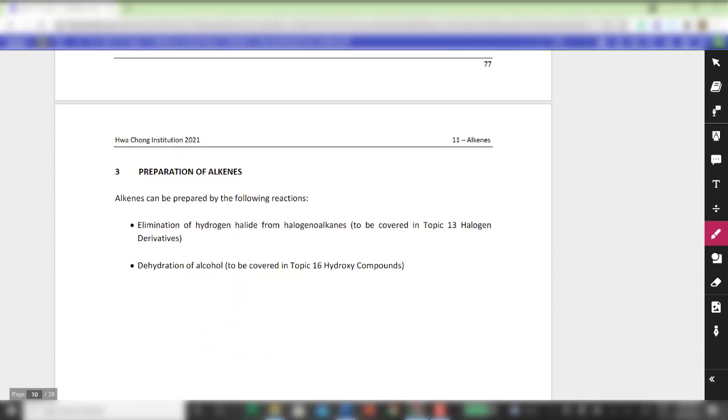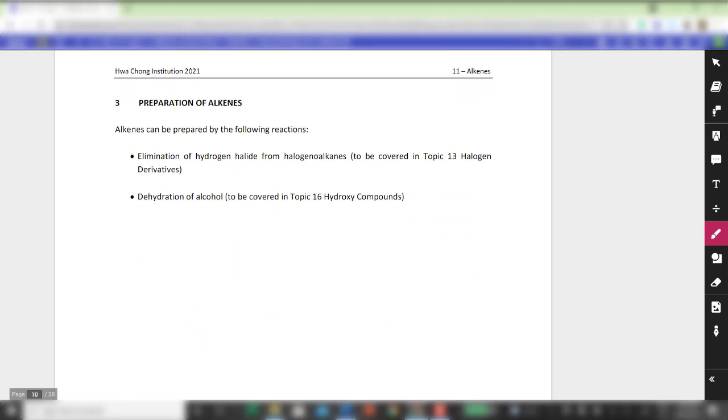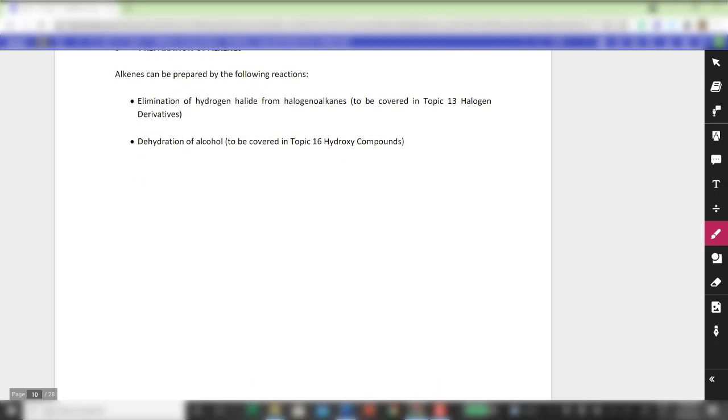Okay, next we're going to move into the preparation of alkenes. For your batch, we decided to take out the contents for the preparation because we don't want to repeat the contents again in the later part of the topics. Yeah, so you're going to learn the elimination of HX from halogenoalkanes in topic 13 under halogen derivatives, and the dehydration of alcohols under topic 16 on hydroxy compounds.